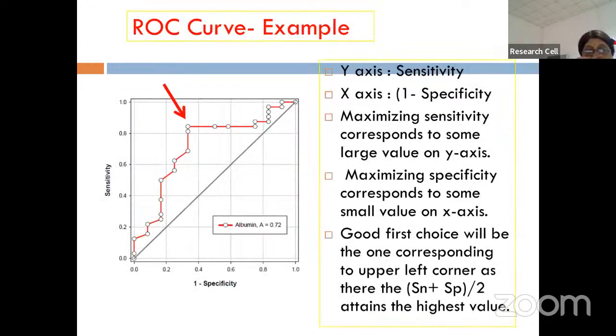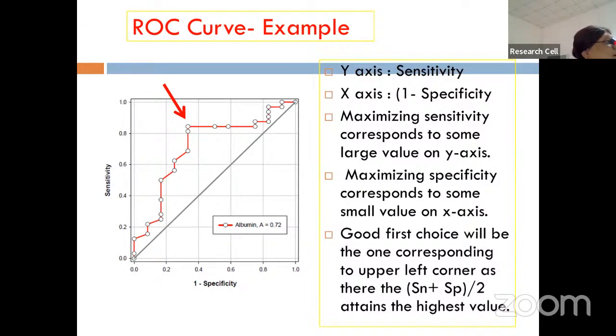So if you see this diagram, the x-axis represents 1 minus specificity, while the y-axis represents sensitivity. If you want to maximize sensitivity, it corresponds to a large value on the y-axis. So if you want a highly sensitive test, there will be the maximum value on the y-axis. If you want to maximize specificity, it will indicate a small value on the x-axis. Means you cannot balance between sensitivity and specificity.